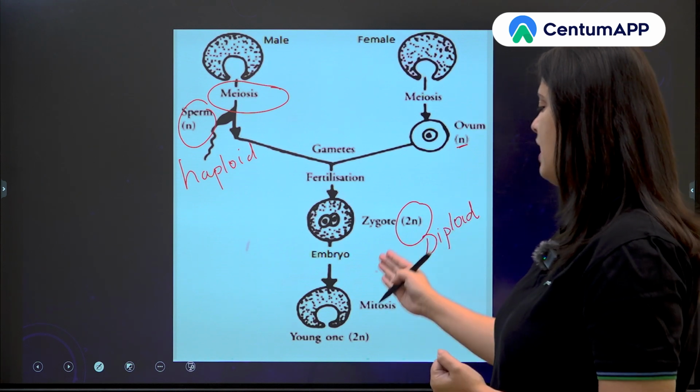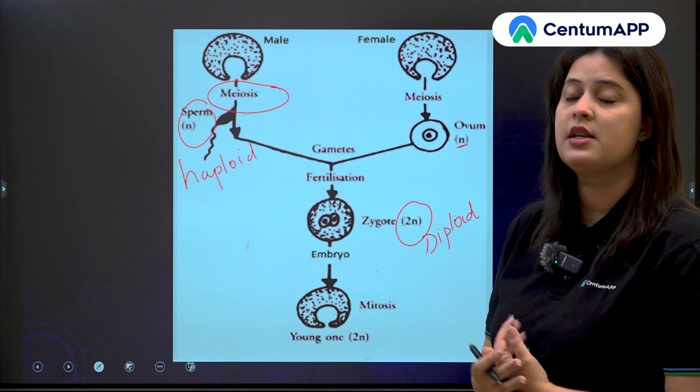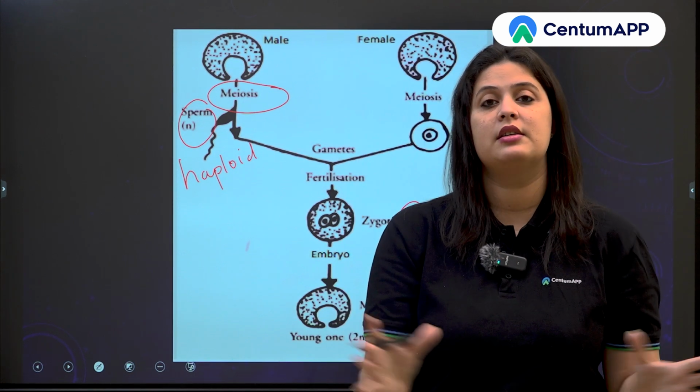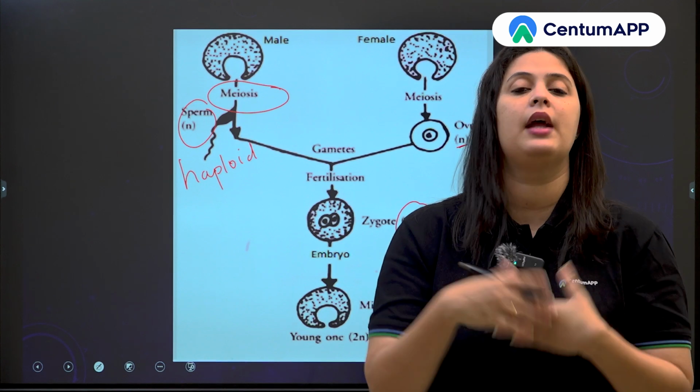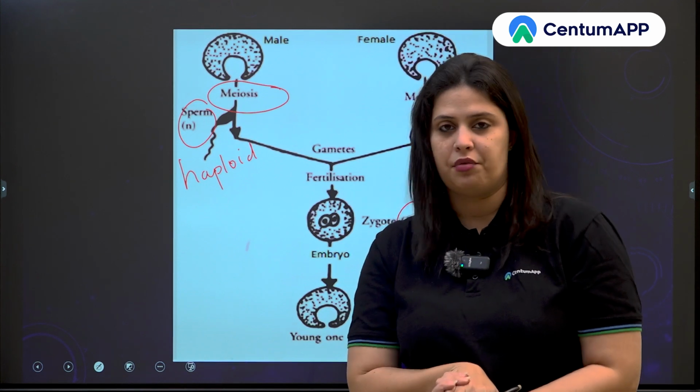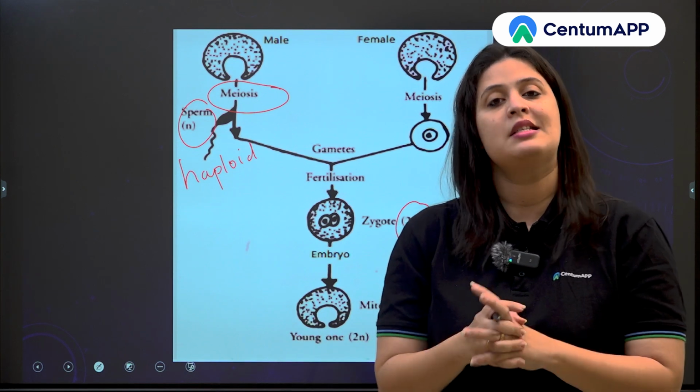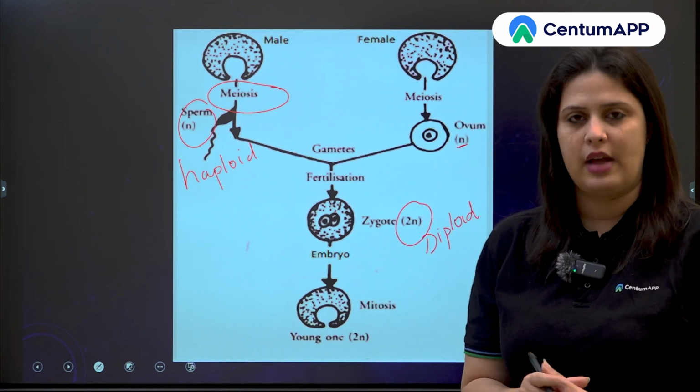Then you have the embryo. Development takes place, the embryo is formed, then certain cell division has to happen again, and then you have the birth of the young one. So this is the overall gist of sexual reproduction in any organism.